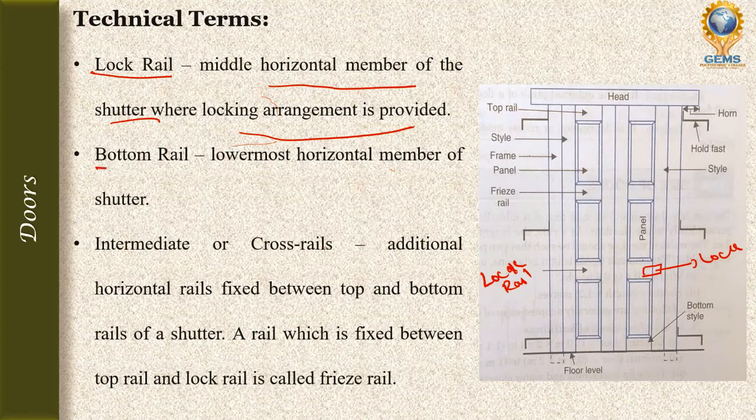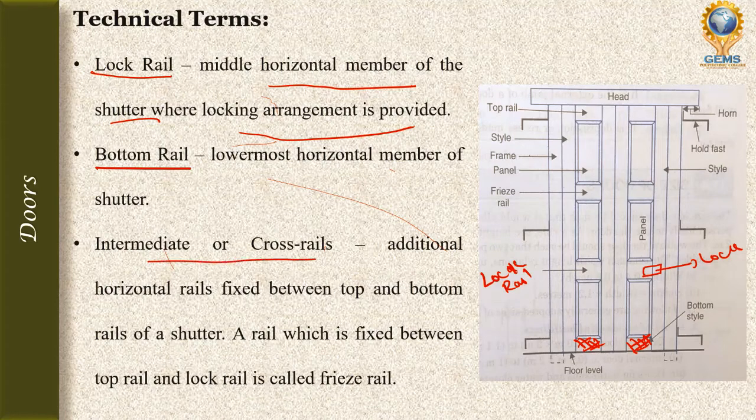So next is bottom rail. So this one is the bottom rail. So bottom rail is the lowermost horizontal member of the shutter. So top rail is the topmost, bottom rail is the lowermost horizontal member of the shutter. We will call it as the bottom rail.